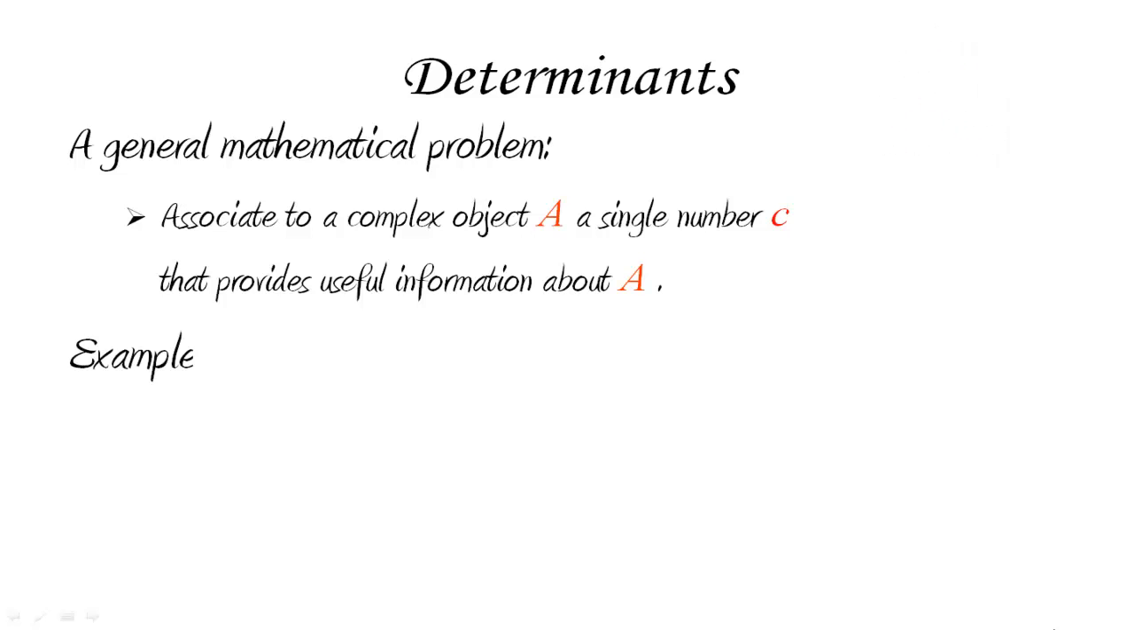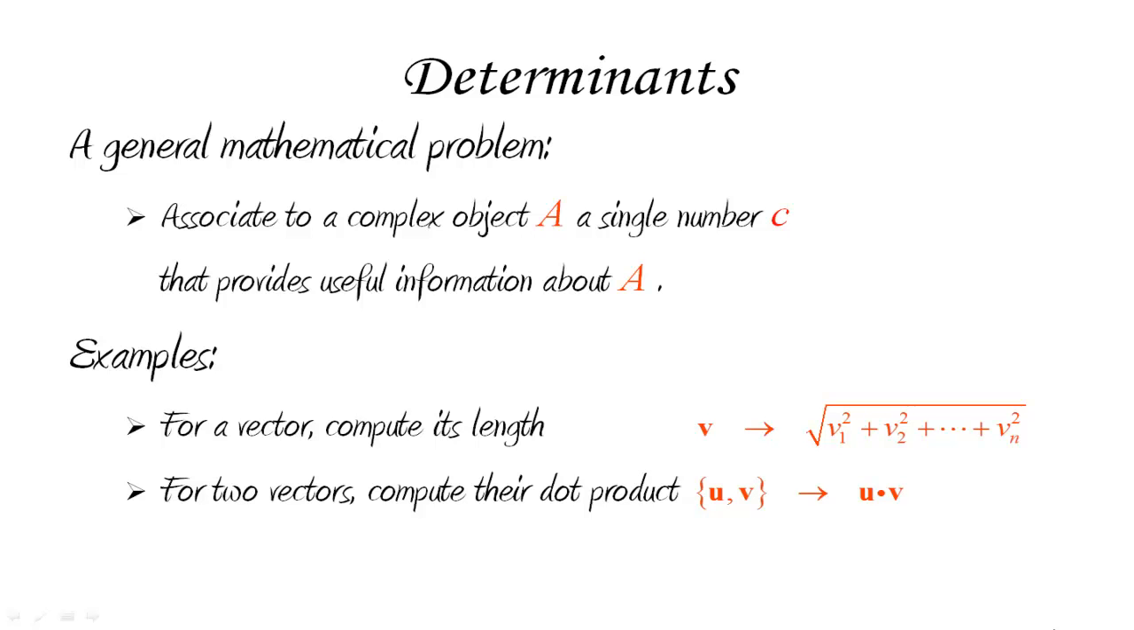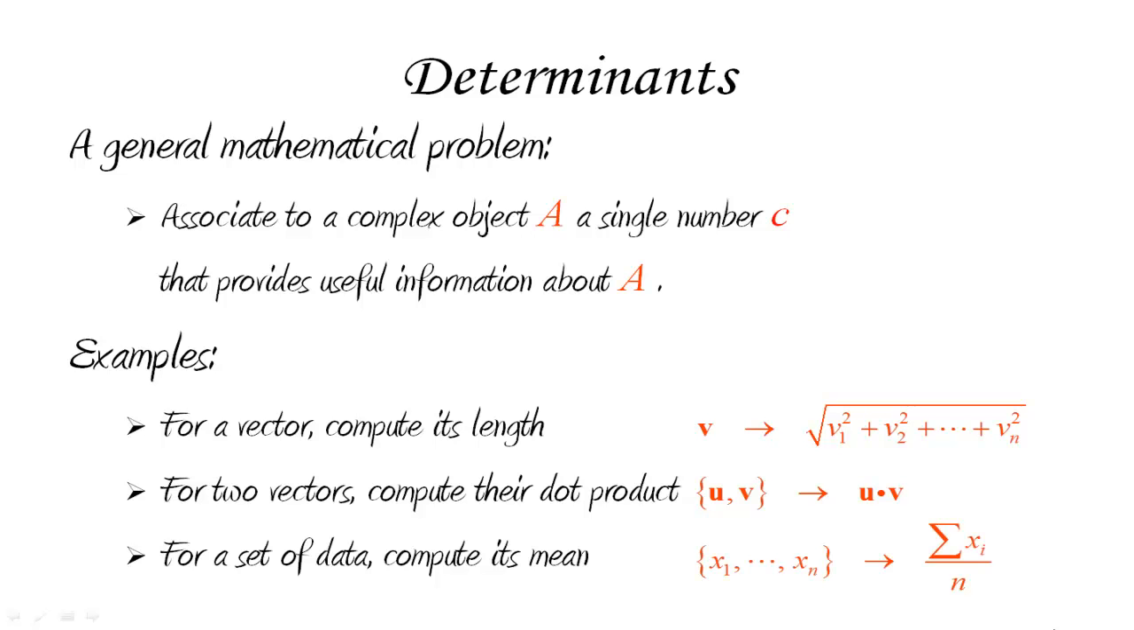Here are some examples of where you have seen this problem in action. For instance, for a vector, we have seen how to compute its length. We take something complex, namely a vector, and we change it to a single scalar, namely its length. Also, for two vectors, we have been computing their dot product. So we have a set of two vectors, each of which has a fairly complex structure, and we put them together and come up with a single number. In other contexts, you may remember computing the mean of a set of data: you take a whole bunch of numbers and summarize them into this single number called the mean. You will see it again. Let's see how that applies to square matrices.